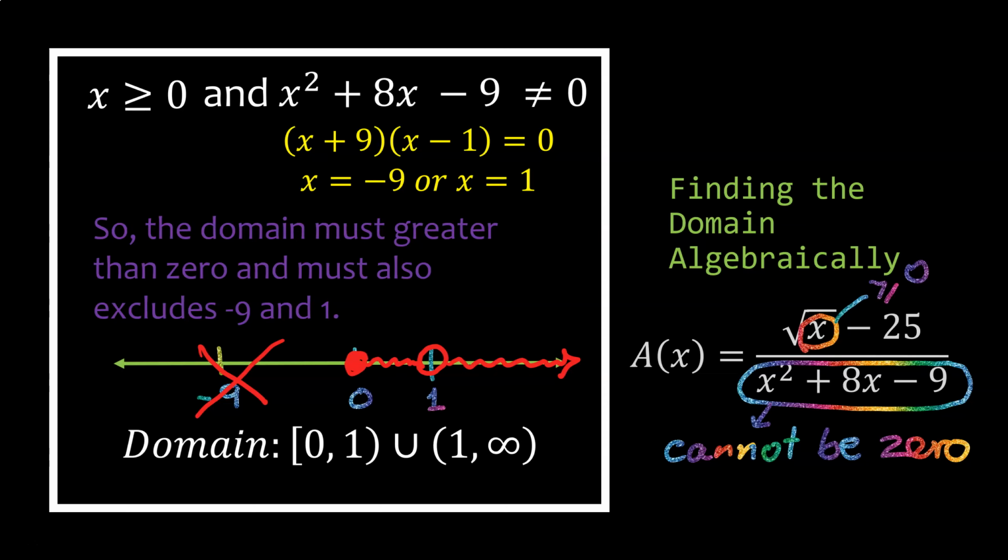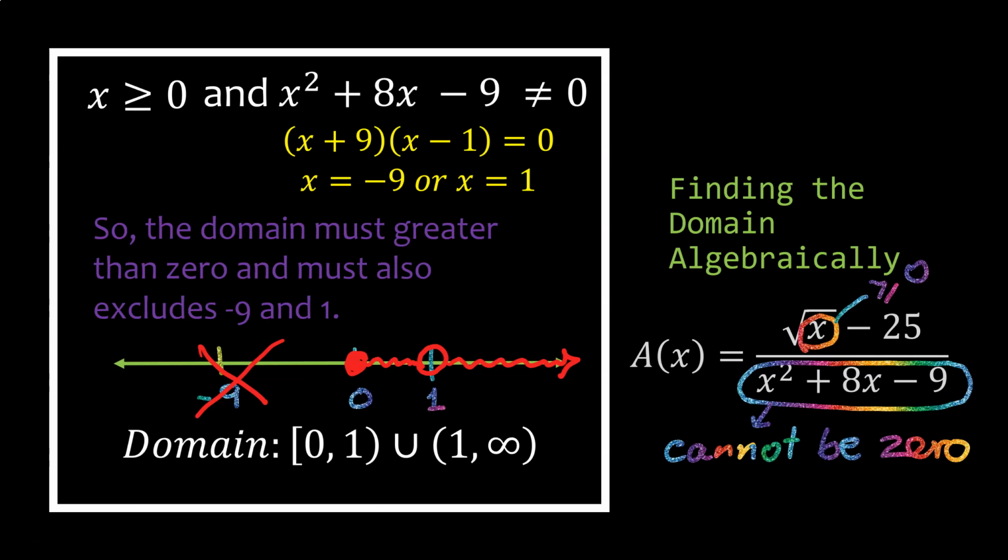So the graph of this function here would be to the right of 0, and it has two different pieces to it. And that is how we find the domain algebraically. And that wraps up your lesson on functions and graphs, your first lesson in Math 103. That is it.